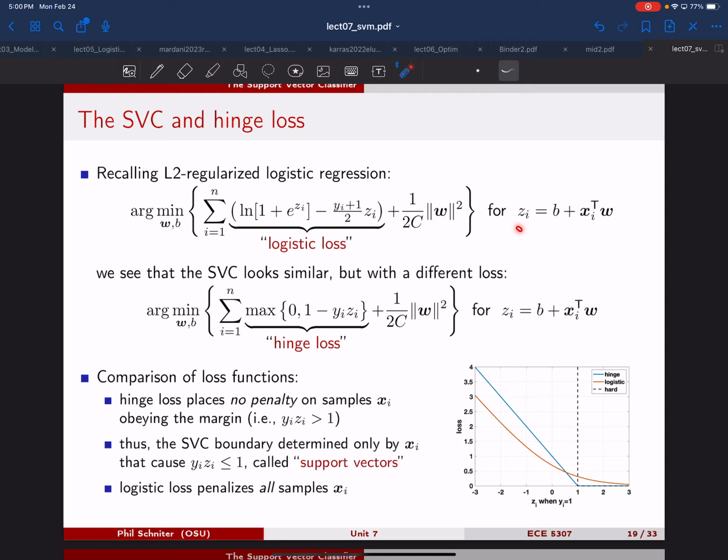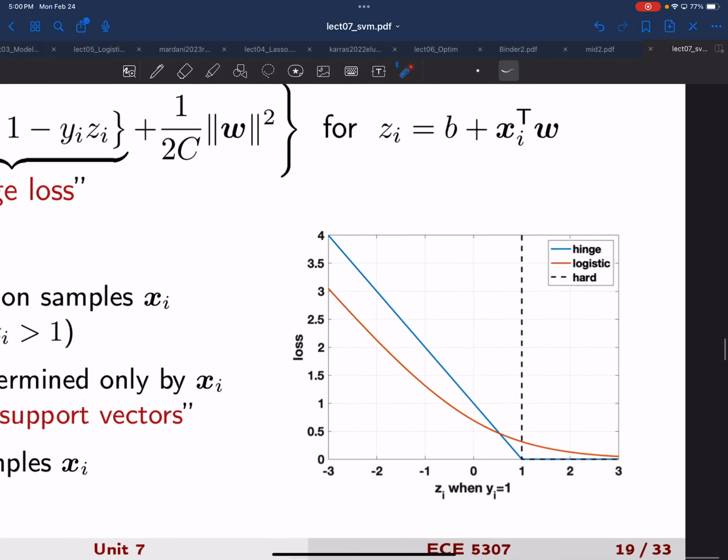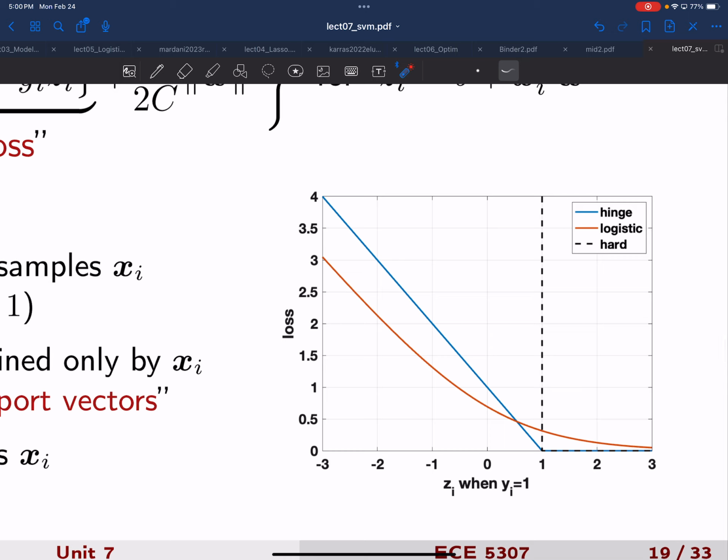Remember, Zi is just the score for the ith sample. And this is what it looks like. So this hinge loss, the one we're working with now, once your point is far enough, if it's on the edge of the street or further out, you have a loss of 0. It does not contribute at all to your loss. But once that point is in the street, the loss grows linearly the further into the street it gets, and then once it gets on the wrong side of the street, it just keeps growing and growing and growing.